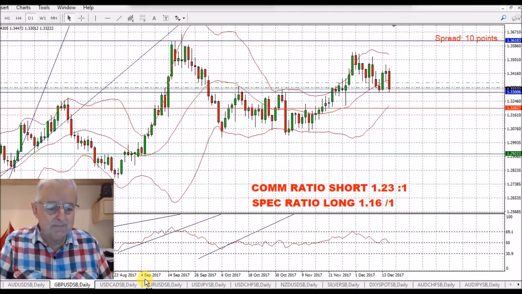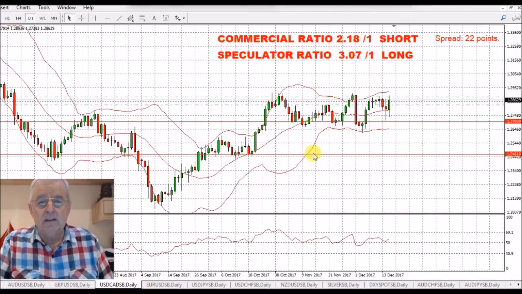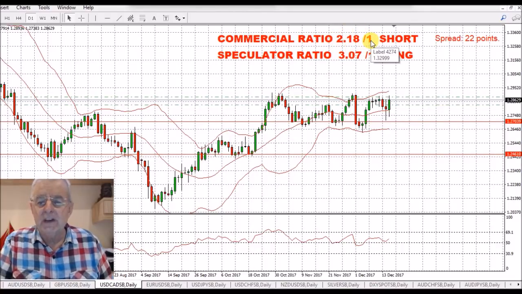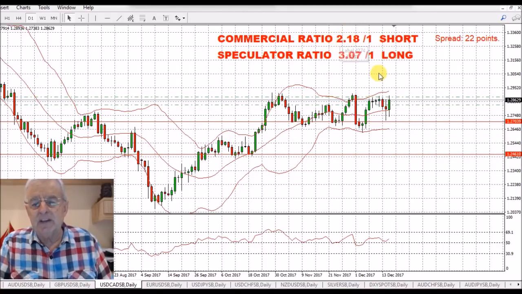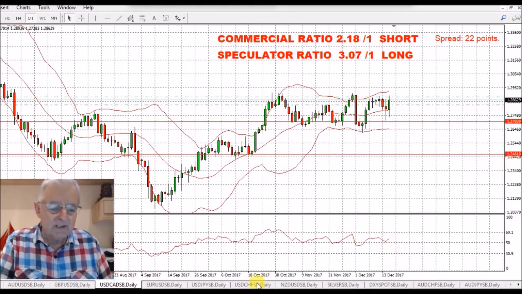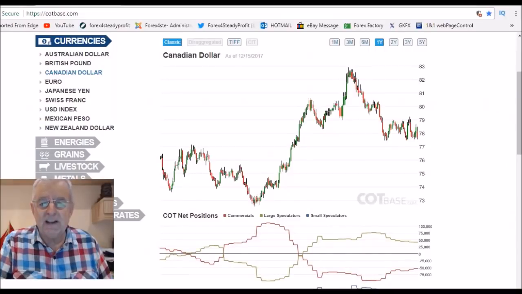Quick look at the chart. USD CAD short ratio 2.18 to 1, which I believe is reduced a little bit from last week. So we've seen this go into this sideways action. We're at the top of the channel at the moment, and I'm expecting a breakout north on this. We are above the 50 on the RSI and pointing quite strongly up. So we'll see where that leads anyway.